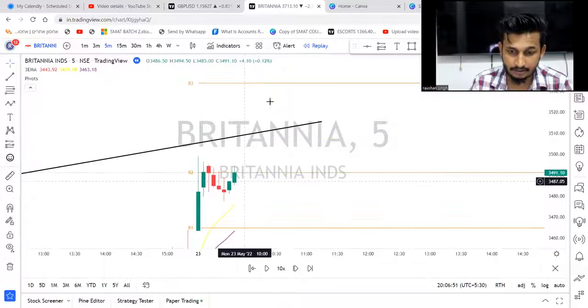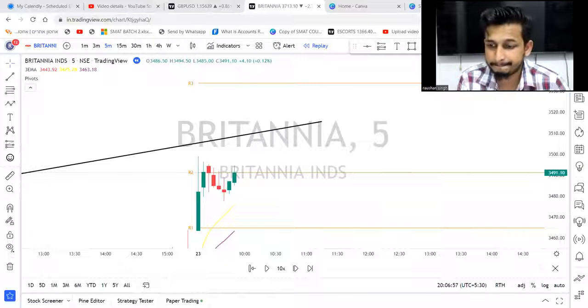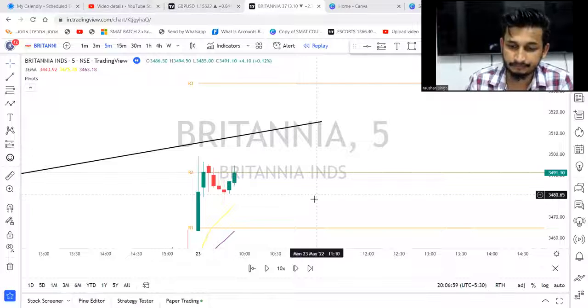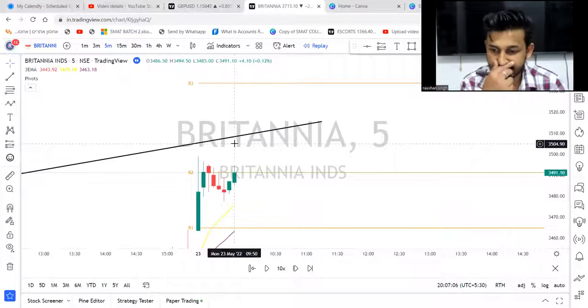If this candle is closing, okay, can you please tell me, can we go for the buy side at this point of time? No, I can ignore this resistance.